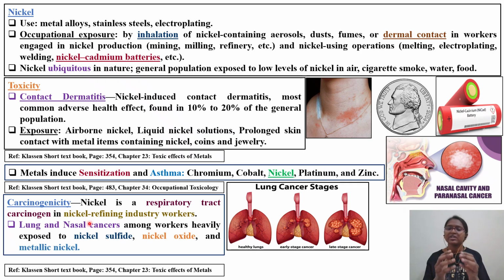There is an occupational hazard for the workers who are working in nickel smelting or welding, this type of industry. They get regular, daily exposure to this, and it will lead to nasal cancer or lung cancer. What are the different salt forms of nickel? Nickel sulfide, nickel oxide, and also the metallic form of nickel are causing this type of cancer.